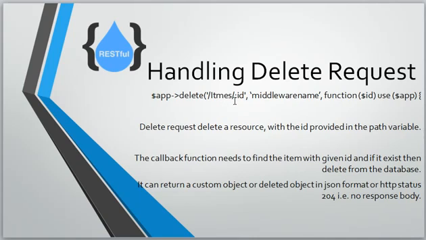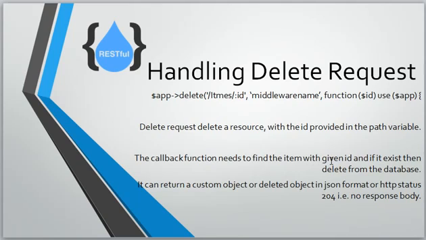So here in the example when URL ends with /item/id with the HTTP delete method, then the callback code inside the function will get executed. In this code we will delete an item in the database by using the ID sent in the path variable. The callback function needs to get the path variable ID.